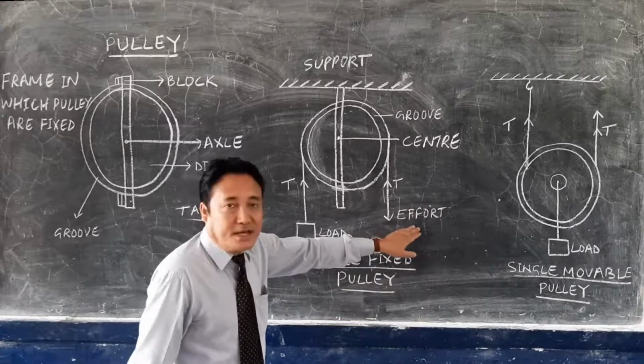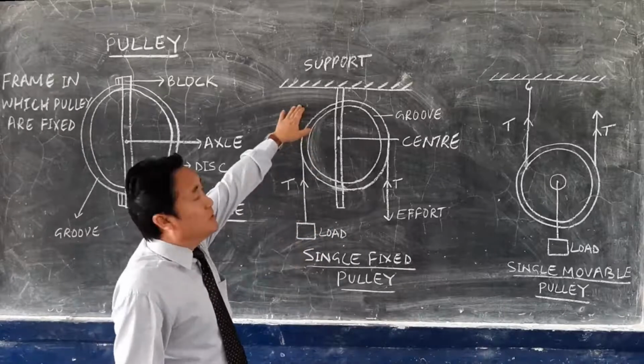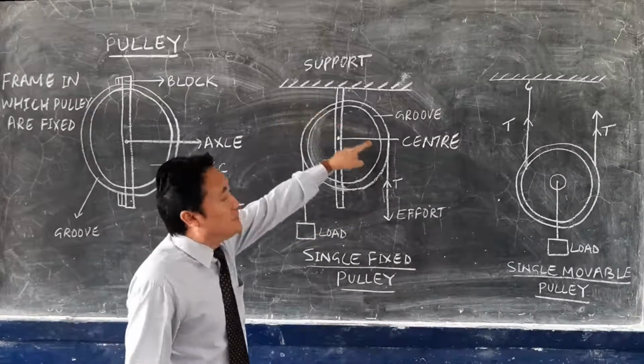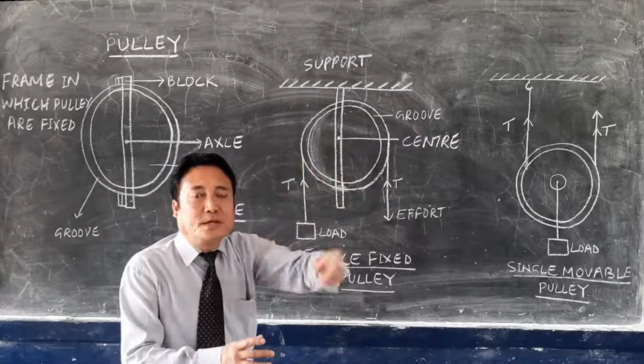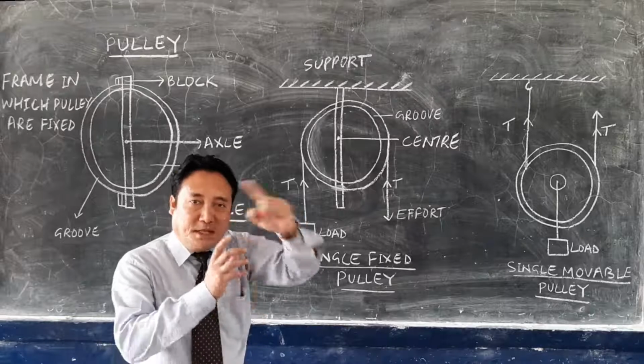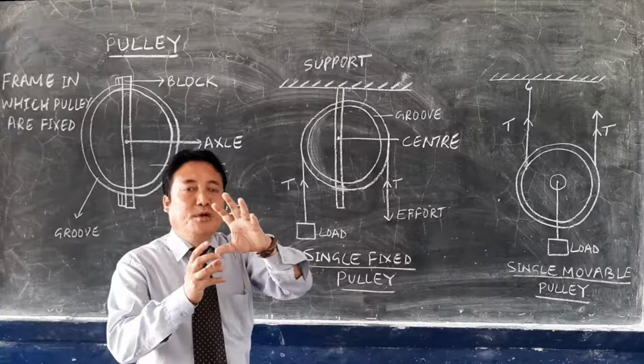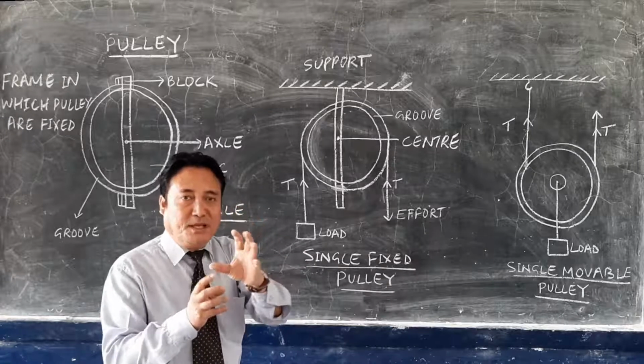Okay, so on one side the effort is applied and on the other side the load is applied. And this single fixed pulley, the axis of rotation is fixed. That means it will rotate in one place only. It will not move up and down. That means this pulley can rotate within its fixed position, within its fixed place.